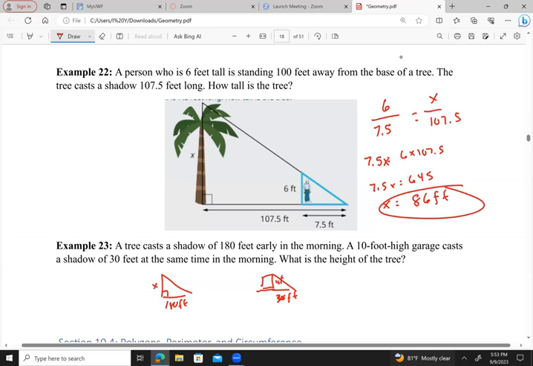So 30 is to 180 as 10 is to x. We get 30x equals 1,800. x equals 60 feet. And that finishes up this section.